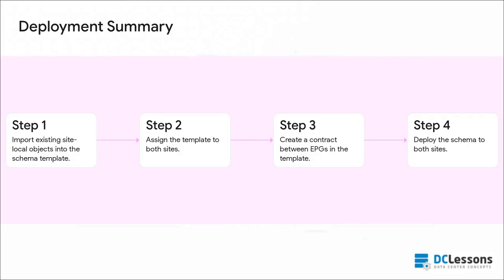So let's zoom out for a second and look at the whole game plan. It really boils down to these 4 steps. First, you import your building blocks, your EPGs, your VRFs, from your sites into that one central template. Second, you make sure that template is pointed at all the sites that need it. Third, and this is the really critical part, you create the security rules, the contract, inside the template. And finally, you hit deploy. And NDO takes care of pushing that unified policy everywhere it needs to go.